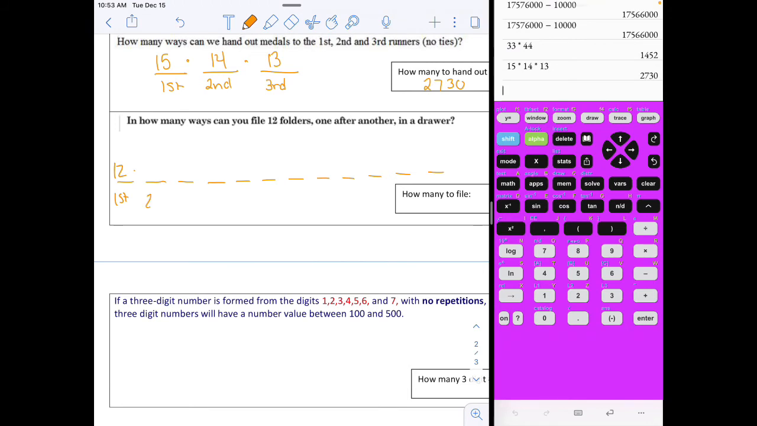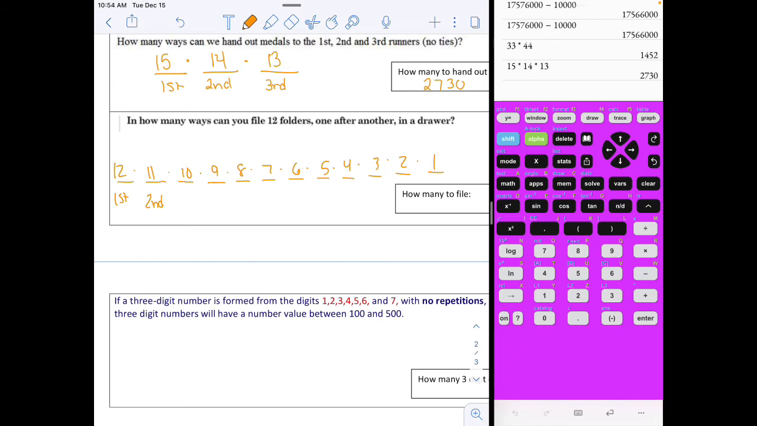Now, when we put the second folder away, how many folders are left in our hands? Well, since we put one away, we only have 11 left. And then we put another one away, we only have 10 left. And then we only have 9 left, 8, 7, and that continues down until we're down to the last folder. Now, if you've ever seen something, that's actually called factorial. If you ever do 12 times 11 times 10 times 9, all the way down, that's actually a factorial button.